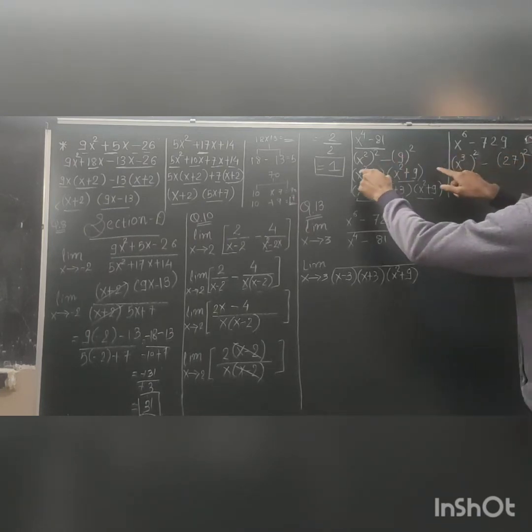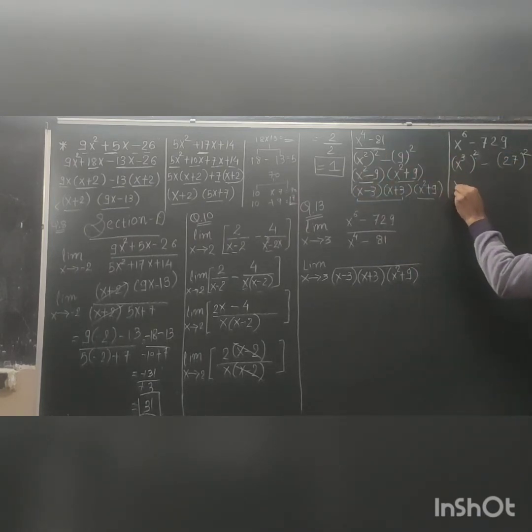Now if I am applying the same method, x cube minus 27 and x cube plus 27. Understood? Here is the sign of square, and we apply the method of under root where there is one negative sign and one positive sign. So here it is x cube minus 27, x minus 3.